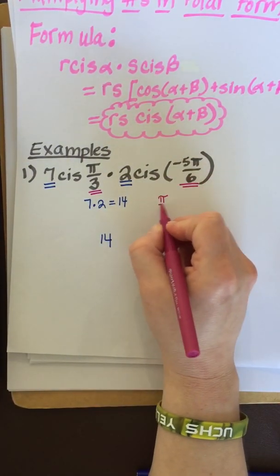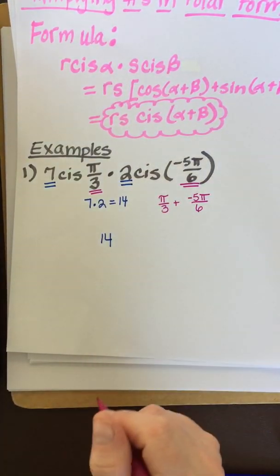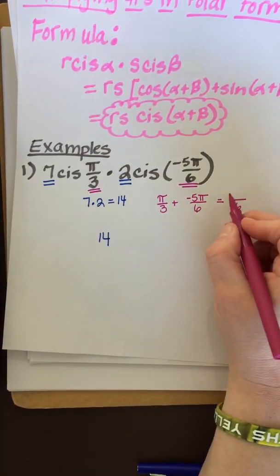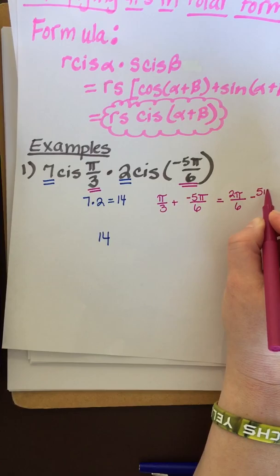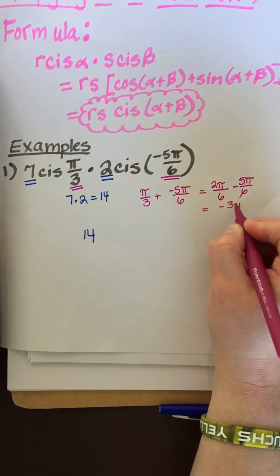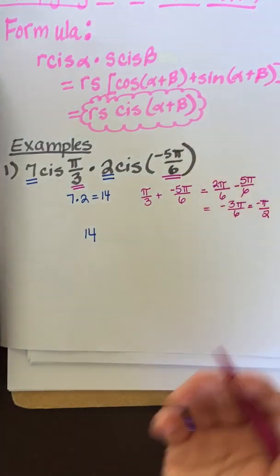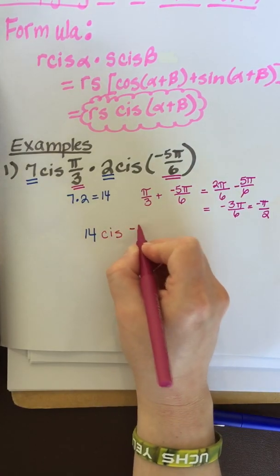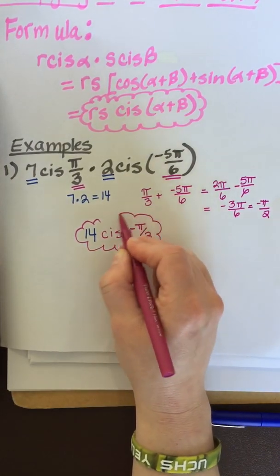So I'm going to say pi over 3 plus negative 5 pi over 6. I'm expecting y'all will put that in the calculator, but I'm going to find a common denominator. If I made that a 6, that would be 2 pi over 6, and then a plus and a negative, I'm just going to say minus 5 pi over 6. So that'll be negative 3 pi over 6, which is negative pi over 2. So my answer will be 14 cis negative pi over 2. Now that is the polar form.